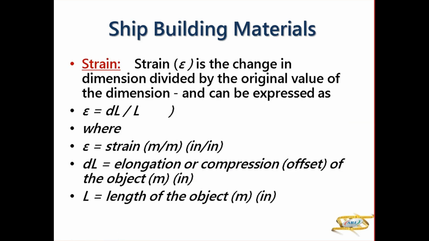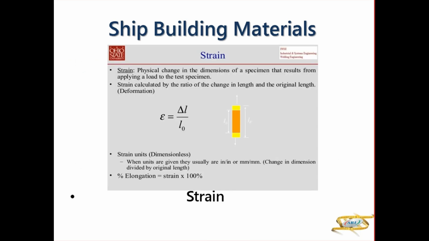Now, what is strain? Strain is epsilon, which is change in dimension divided by original length, which is delta L divided by L. You can take it meter by meter or inch by inch. When you cancel it, you will not have any dimensions. So strain is a physical change in dimension of a specimen which results from applying a load. Here you have a change in length by original length. That's why your strain units are dimensionless. Percentage elongation is strain into 100%.